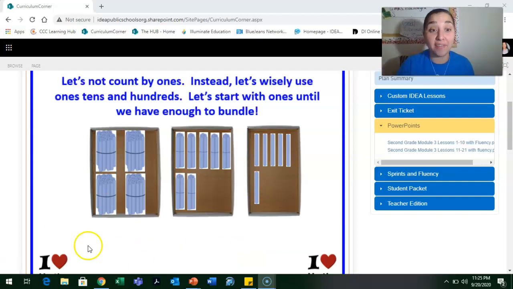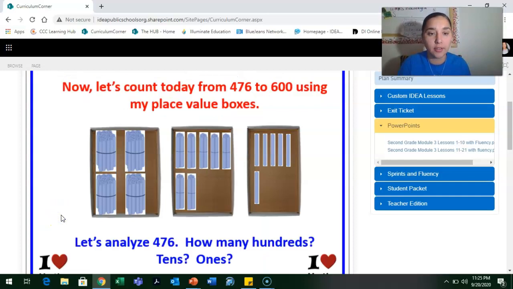Now, I already have the number that I'm supposed to start with, which is 476. Now, let's analyze the number 476. That's the number I'm starting with. How many hundreds do you have? Yes, 4. And what's the unit? Yes, the unit is 400.